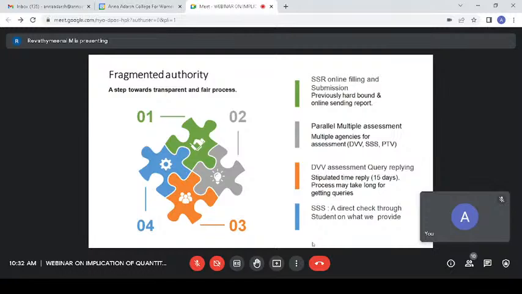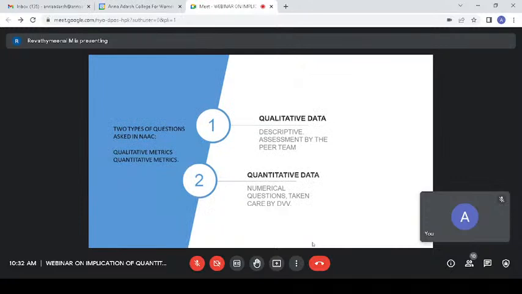When we look at this particular manual, you are able to see you have two kinds of questions. These two kinds of questions happen to be the qualitative and the quantitative. The qualitative data is descriptive and the assessment is done by the peer team. The quantitative data has numerical questions, which will be taken care of by the DVV.